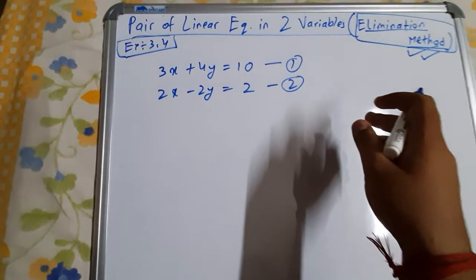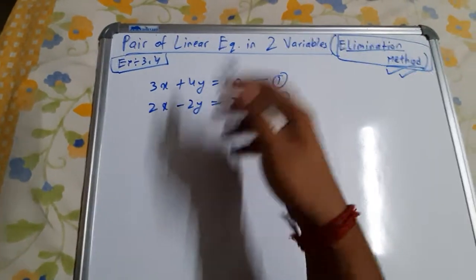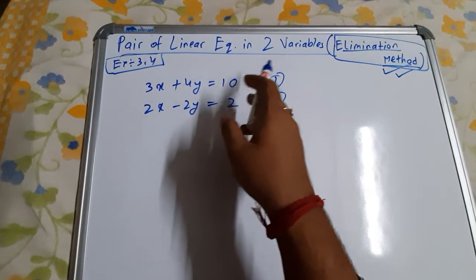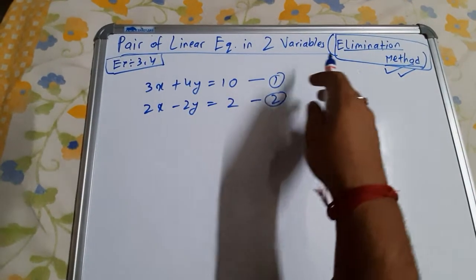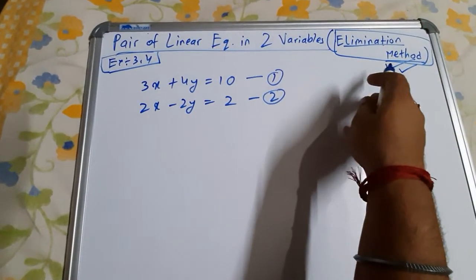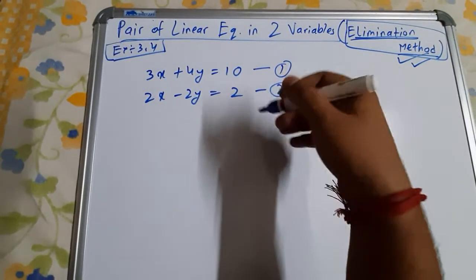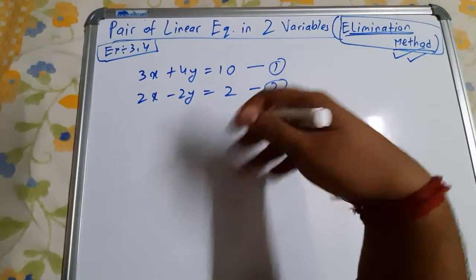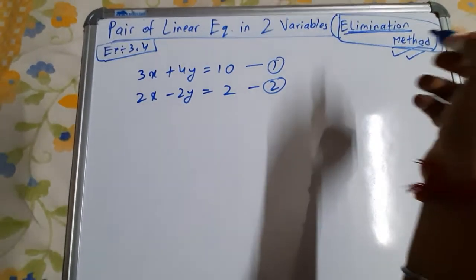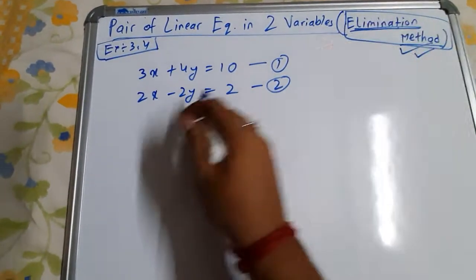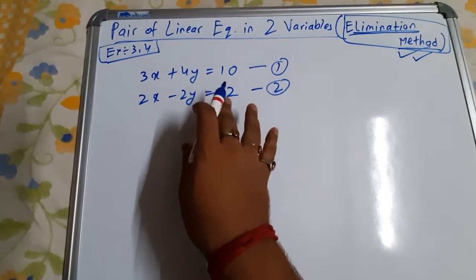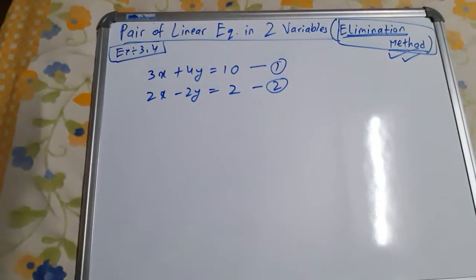Okay students, so today we will learn one more technique of solving pair of linear equations. First was the substitution method, and this method is known as the elimination method. You already know in English the meaning of elimination. It means just cancelling out something, just eliminating something, getting rid of something. That is the meaning of the elimination method. So we will use that method to solve this pair of equations.